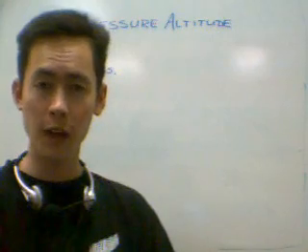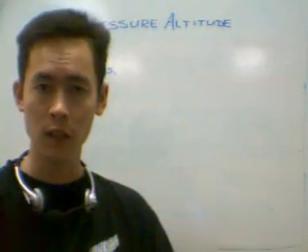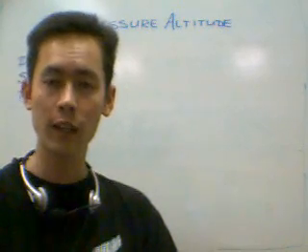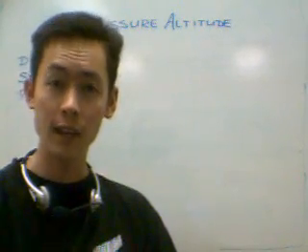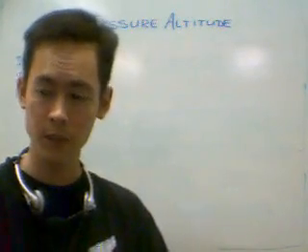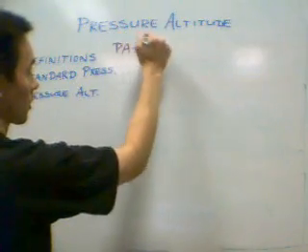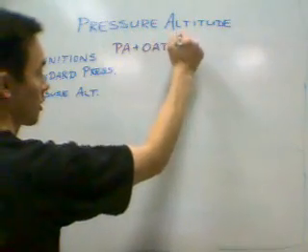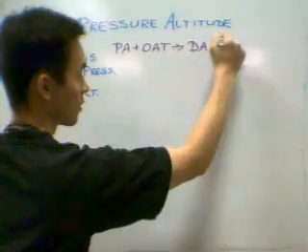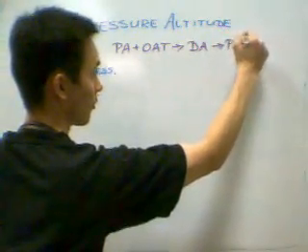The main reason that we as pilots need to understand pressure altitude is that with pressure altitude and outside air temperature, we can calculate density altitude. And density altitude is important because it tells us our aircraft's performance. So pressure altitude with outside air temperature gives us density altitude, and density altitude tells us our performance.